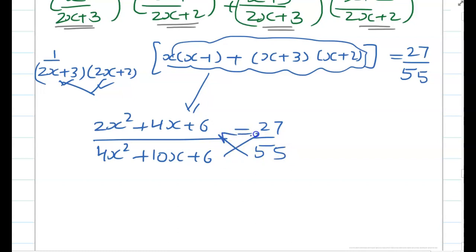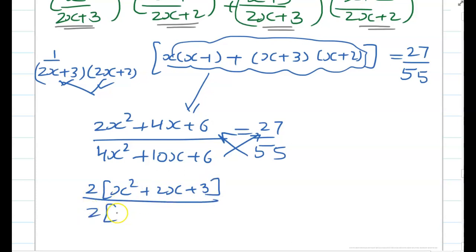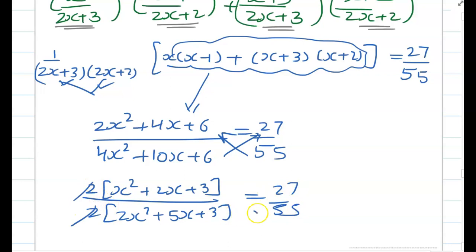Now after that you need to cross multiply. Before cross multiplying, if you take 2 common here, it will be 2x plus 3, and 2 here, you can reduce it, 2x square plus 5x plus 3, that is 27 over 55. Now we can cross multiply.